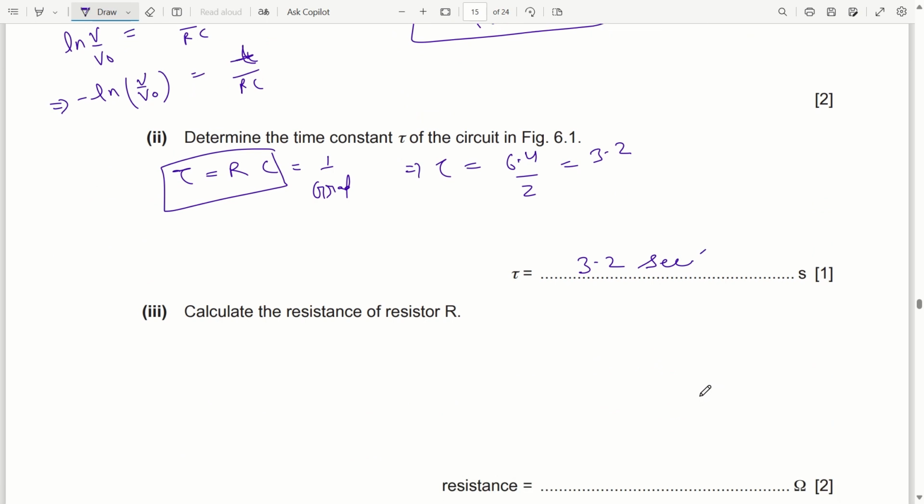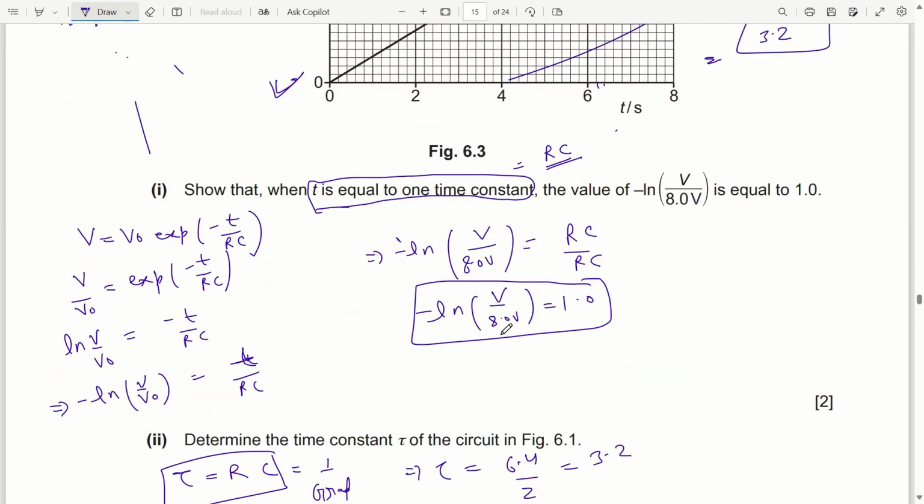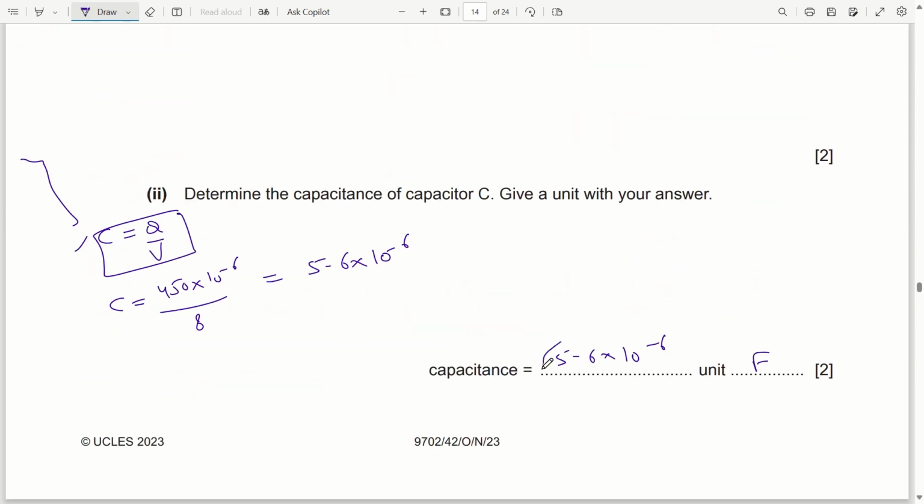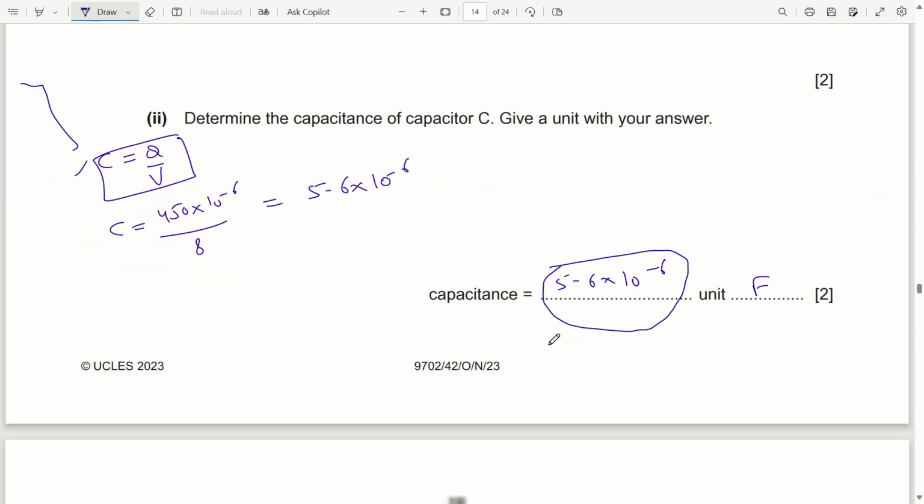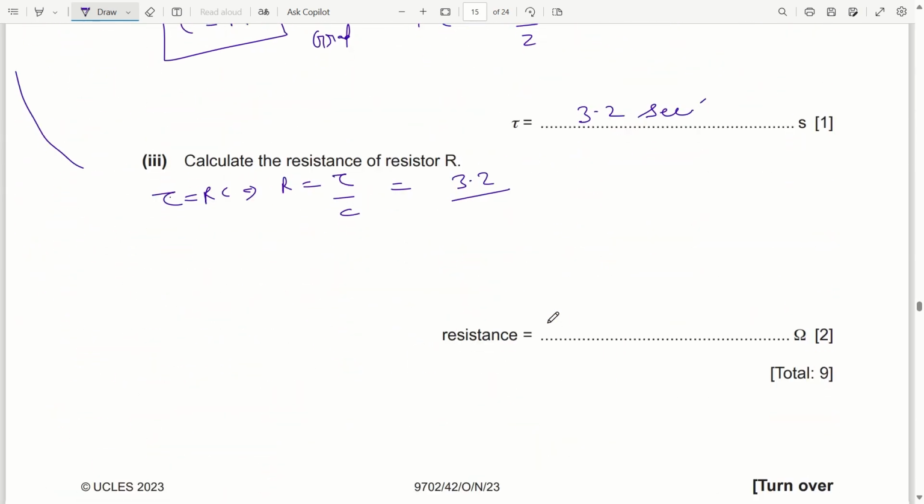The third question is calculate the resistance of the resistor. Now time constant tau is equal to RC, so resistance will be equal to tau by C, capacitance. Tau we have calculated in the above part as 3.2, and capacitance we have calculated here as 5.6 into 10 raised to power minus 6. So resistance will be 3.2 divided by 5.6 into 10 raised to power minus 6, that is equal to 5.7 into 10 raised to power 4.